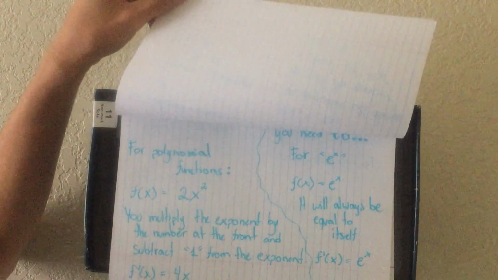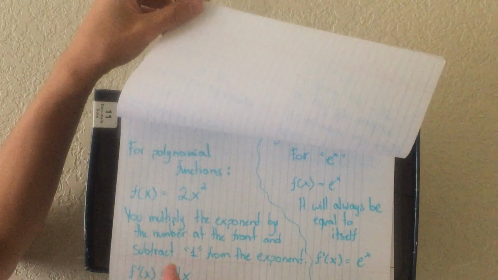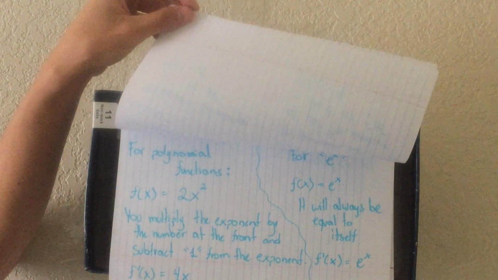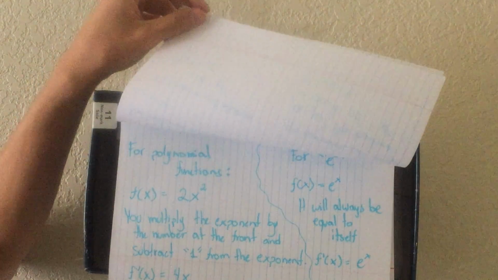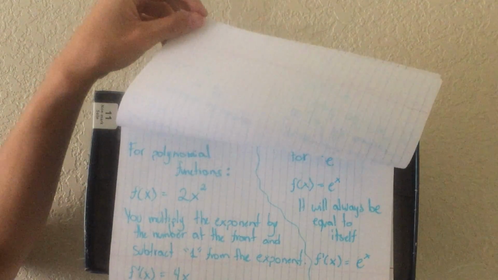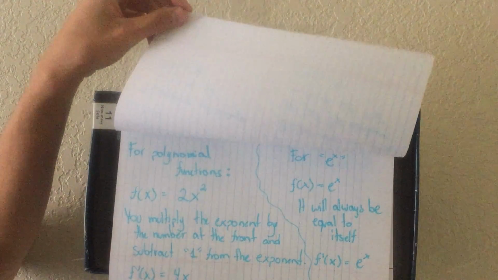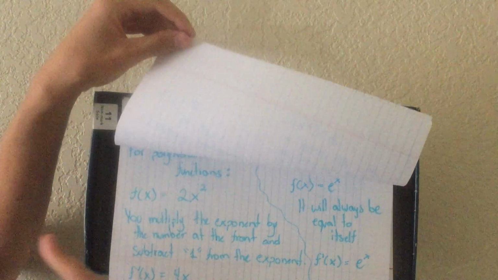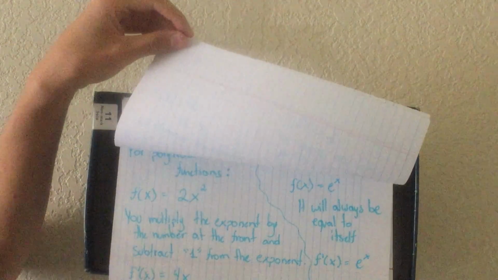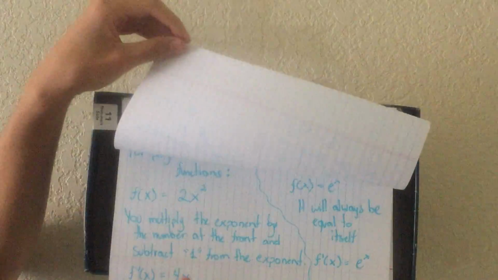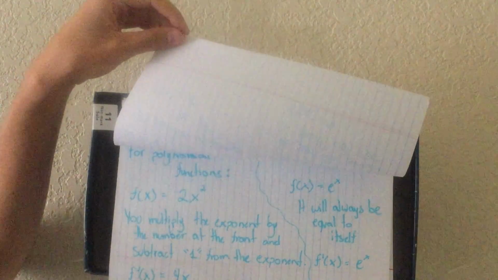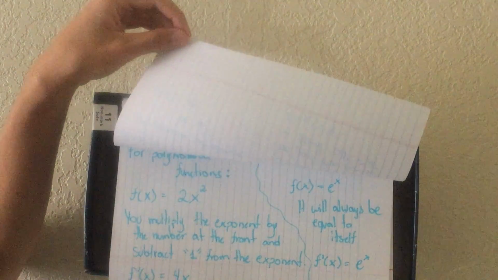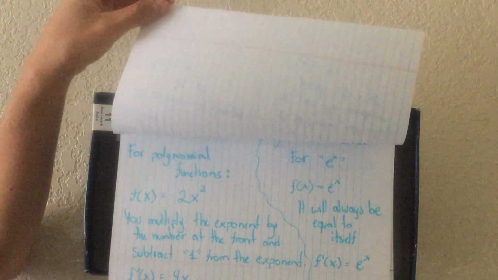Now, for some polynomial functions, if we have the function 2x squared, you need to multiply first by the exponent the number in front, if there is one, and subtract 1 from the exponent. So in this case, we multiply the exponent 2 by the coefficient, which is 2, we get 4. Then we subtract 1 from the exponent, which will give us 1, which is mostly not represented in the function. So its derivative would be 4x.